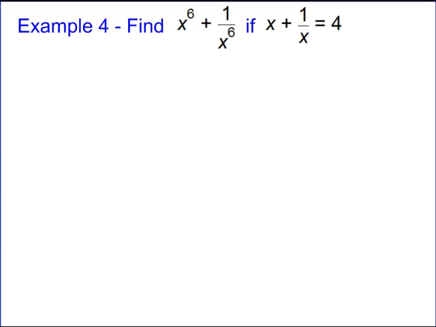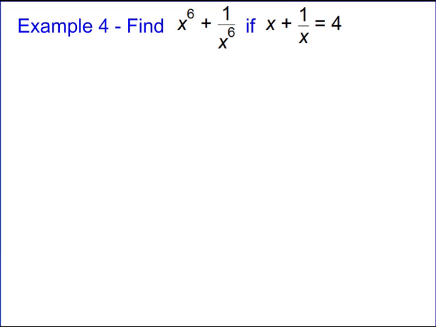This is the one where you use the most intricate factoring, or really actually you're doing the opposite of factoring, just multiplying it out. And that is, find x to the 6th plus 1 over x to the 6th if x plus 1 over x equals 4. Again, you can find the solution to this for x and then take the cube root, then take x to the 6th power. However, it gets very, very messy to try to do that.